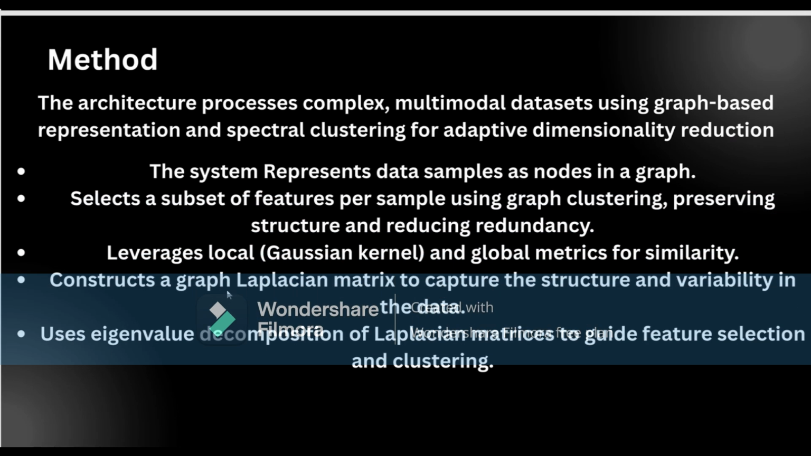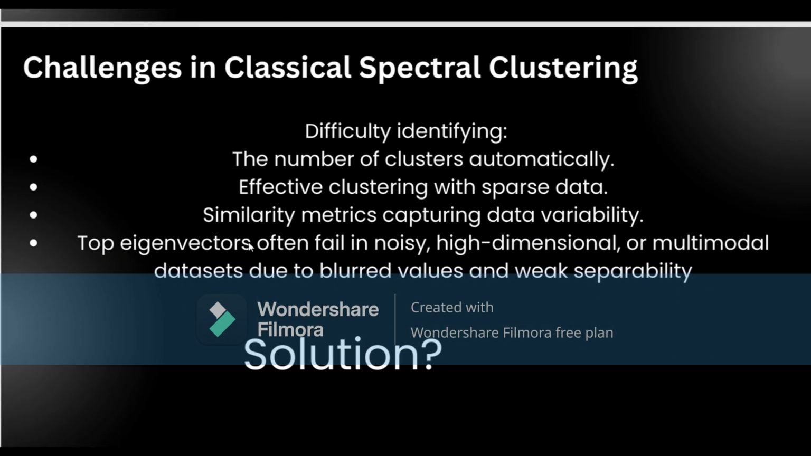We'll go to the main method, how it is done. The architecture processes complex multimodal datasets using graph-based representation and spectral clustering for adaptive dimensionality reduction. The system represents the data samples as nodes in the graph, which selects subsets of features per sample using graph clustering, preserving structure and redundancies. It leverages two Laplacians as discussed above. It uses eigenvalue decomposition, as in spectral clustering, exactly spectral clustering.